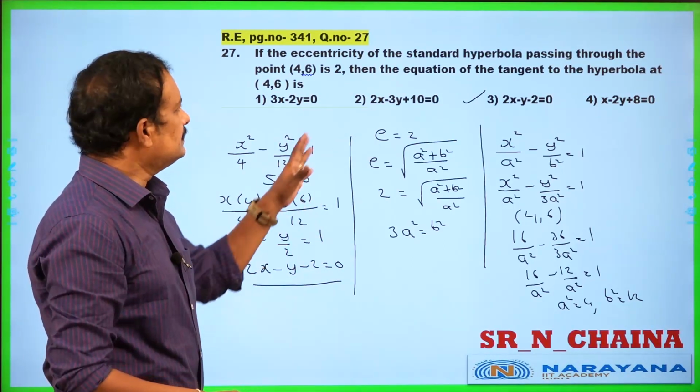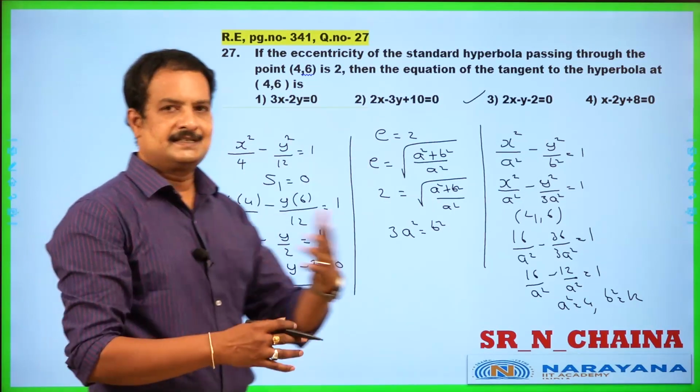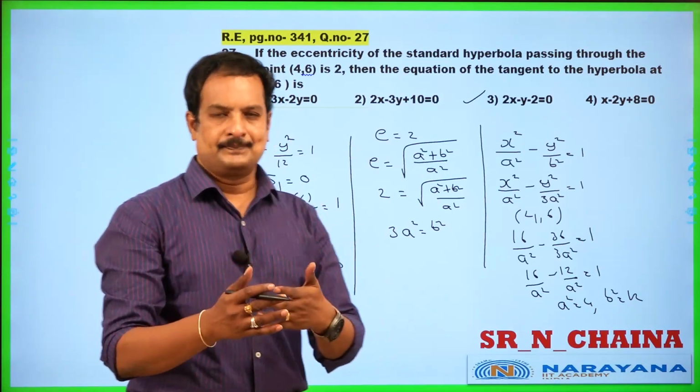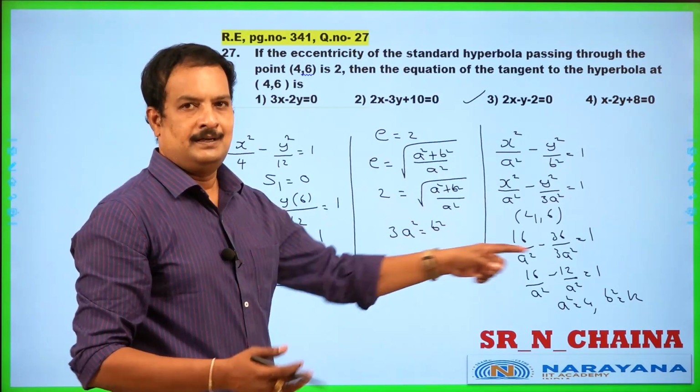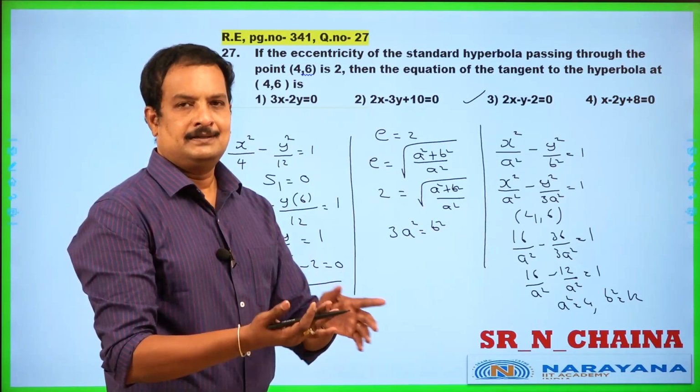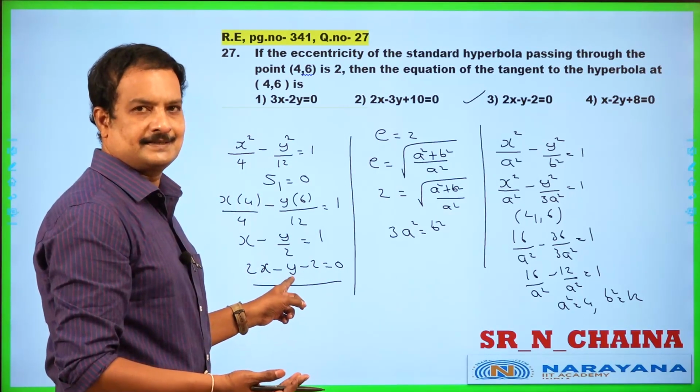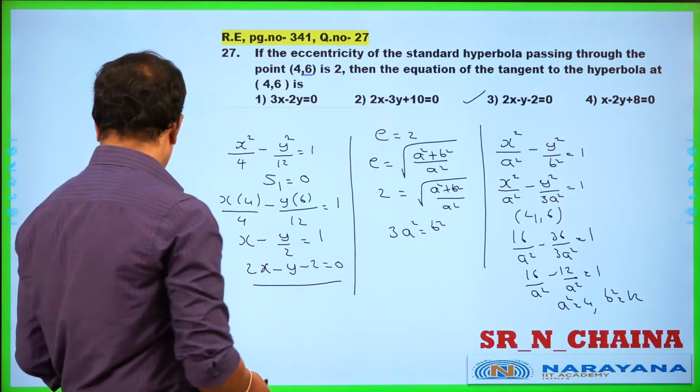Okay, so here simple logic, eccentricity is given, thereby we got a relation between a and b. After that, we have taken the hyperbola equation. Since it is passing through some point, first we got a square, next b square, thereby the tangent at (4, 6). Okay, now let's go for the next question.